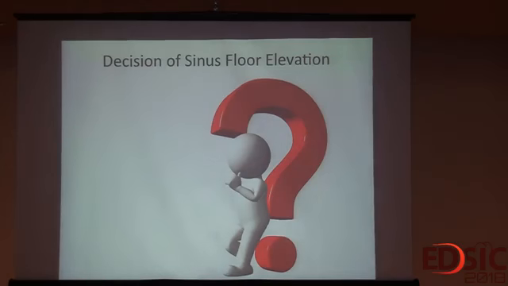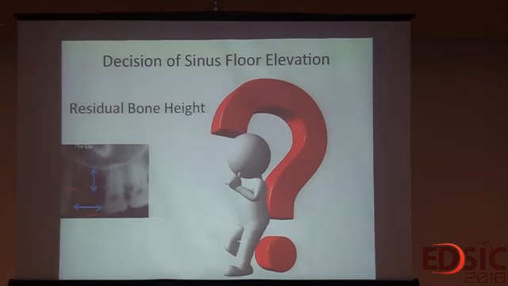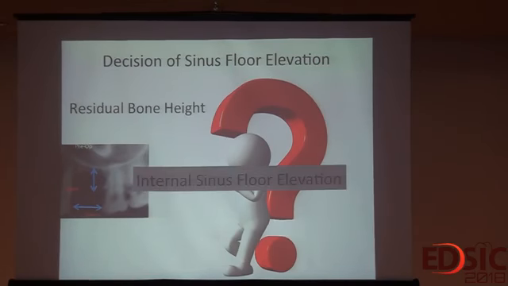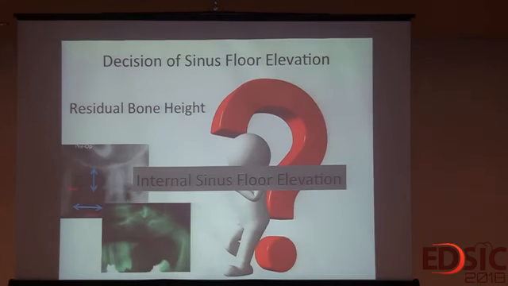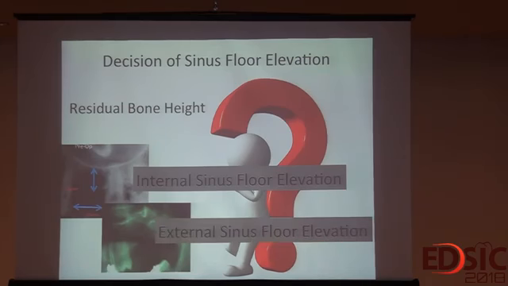And when we decide on sinus elevation and which technique we will use, the critical thing is the residual bone height, also local intraoral anatomy, and the number of teeth to be replaced is important. But the most important thing is the residual bone height. If the residual bone height is between 5 to 7 millimeters, the internal sinus elevation is indicated. And when the residual bone height is less than 5 millimeters, we use the external sinus floor elevation procedure. And the key point is the residual bone height.